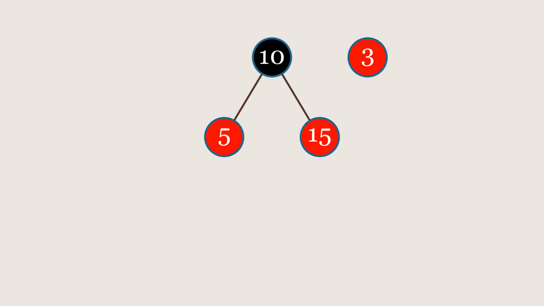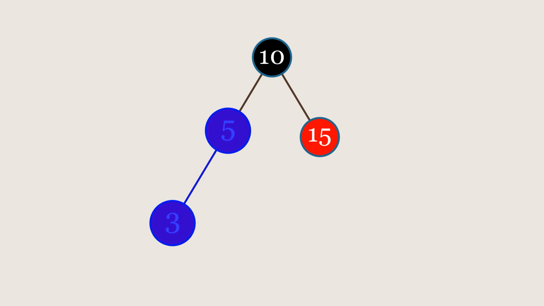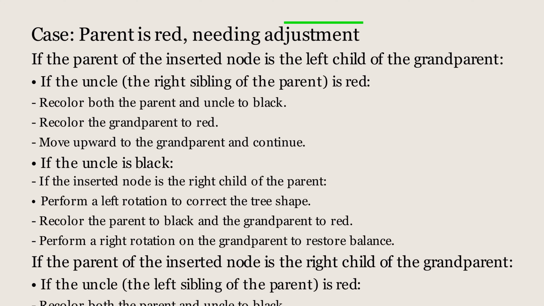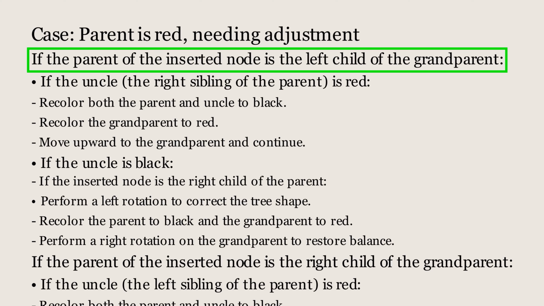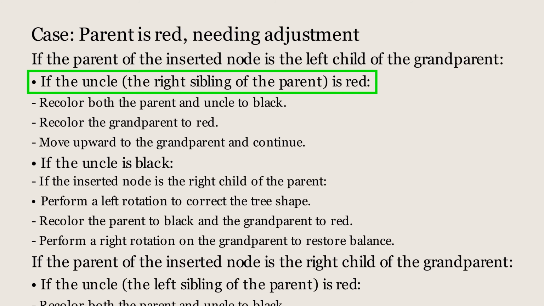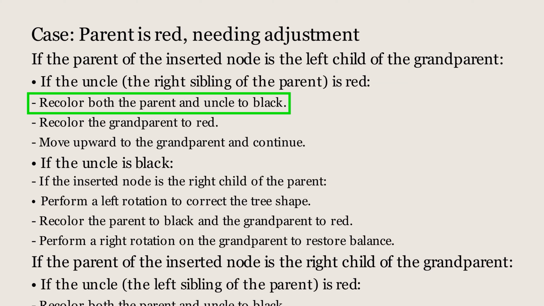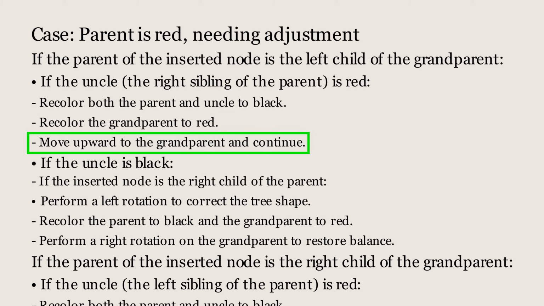Now, let's insert 3. This time, the parent node, 5, is red, which creates a violation of the red-black tree property that no two red nodes can be adjacent. When this violation occurs, we need to check certain cases. The first case is when the parent node is the left child of its parent, and the parent's sibling, also known as the uncle, is red. When this happens, we recolor both the parent and the uncle to black, and change the grandparent's color to red. After that, we move upwards and repeat this process to ensure the tree remains balanced.